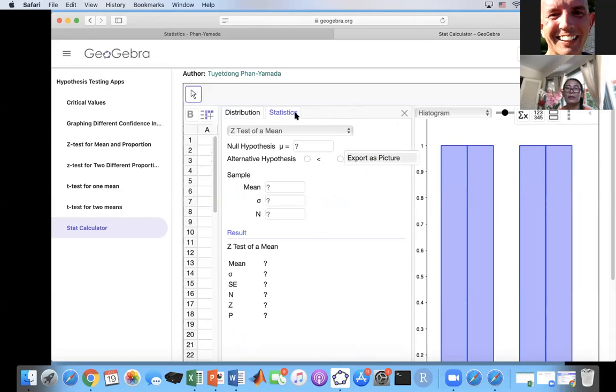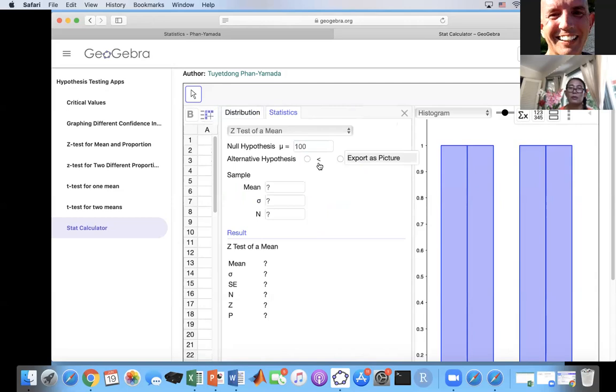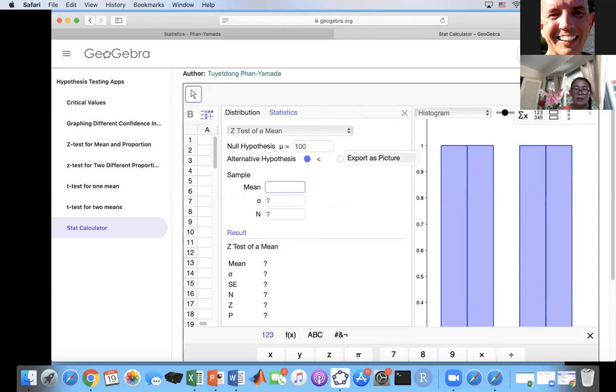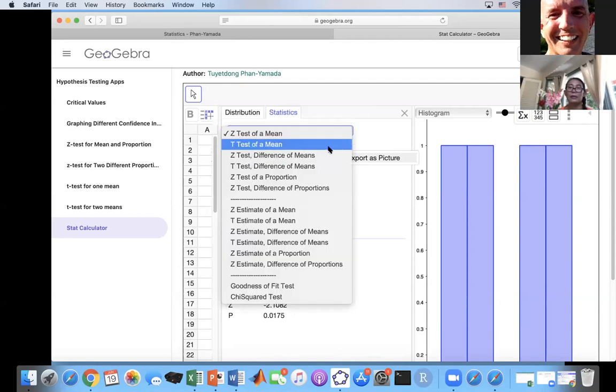And then this one right here, you can use the z-test for the mean. Let's say this one is equal to 100. Then I will use this one with less than, and my sample mean, let's say 95, and my standard deviation, just make it up, for example 15, and then my n, make it 40. Then you can have the p-value, t-value right here. Then you have the z-value and p-value here. It has all of that in here.